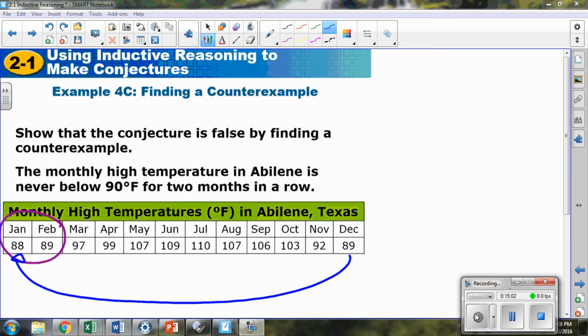So the question was asked, why can we use December and January? Because they're in different years. Our conjecture doesn't say anything about in a calendar year. It just says months in a row regardless. And December followed by January are months that are in a row. Wrapping around to 2 different calendar years, but they're still in a row.